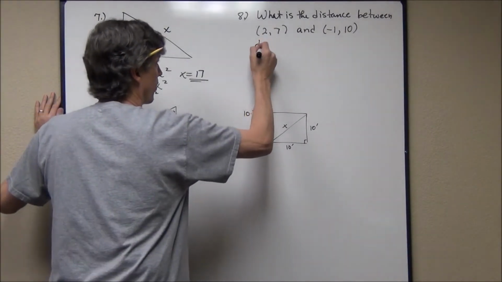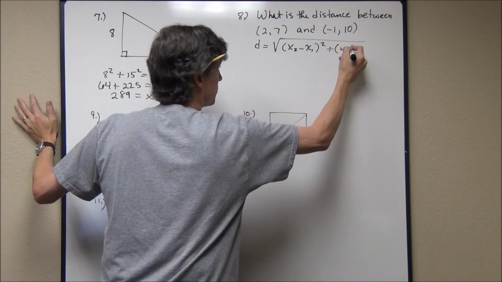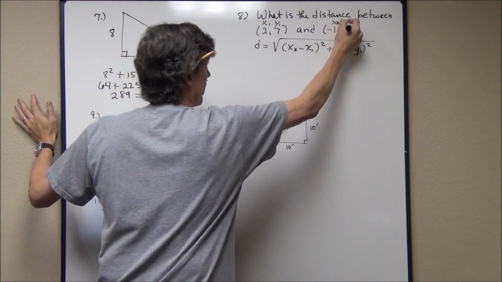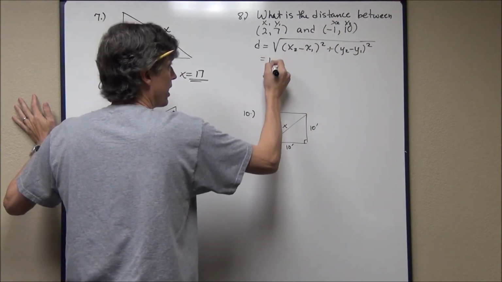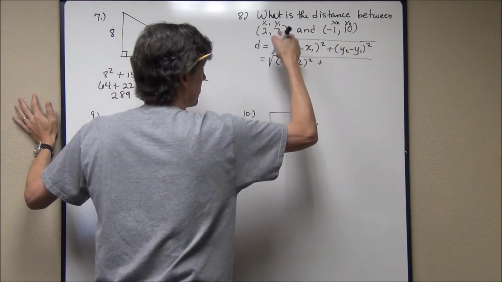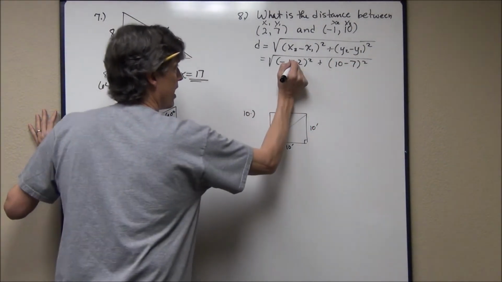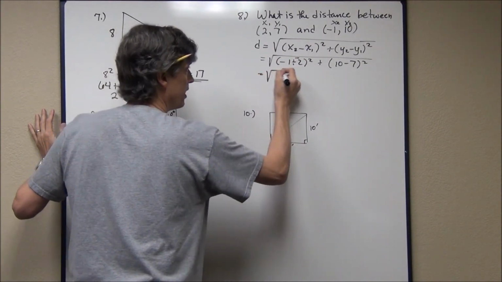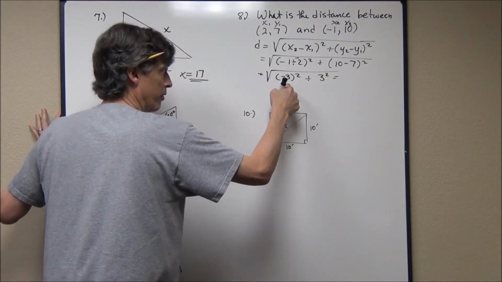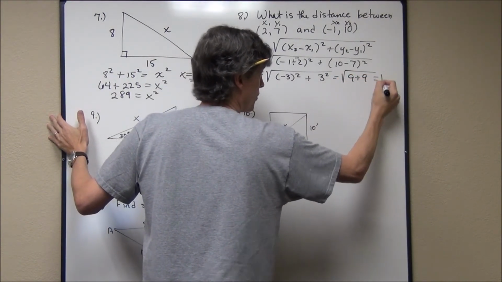Well, I have to use the distance formula. That's the square root of the quantity x sub 2 minus x sub 1 quantity squared plus the quantity y sub 2 minus y sub 1 quantity squared. And I'll call this x1, y1, and this one here x2, y2, and I'll substitute those 4 numbers in. I get the square root of negative 1 minus 2 quantity squared plus 10 minus 7 quantity squared. Negative 1 minus 2, that's like adding the opposite. That's negative 3 squared, and 10 minus 7, that's 3 squared, so that's negative 3 times negative 3 is positive 9, and of course that's 9, so this is the square root of 9 plus 9, or the square root of 18.